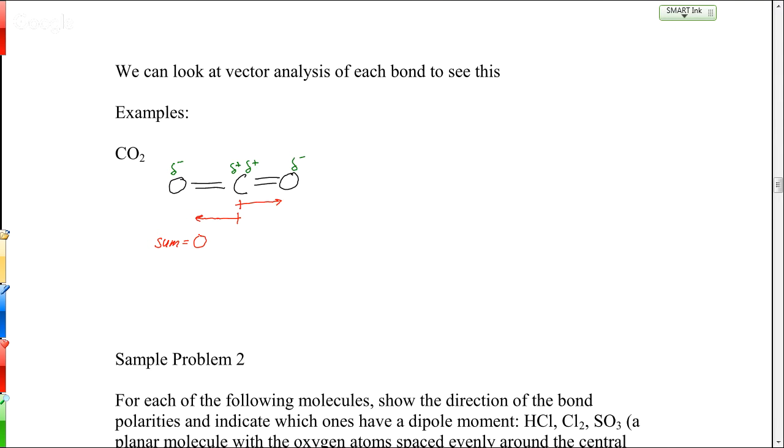That term dipole moment is the mathematical term for the overall dipole vector of the molecule. So the overall dipole moment in carbon dioxide is 0. That means carbon dioxide is a non-polar molecule, even though it is made up of polar bonds.